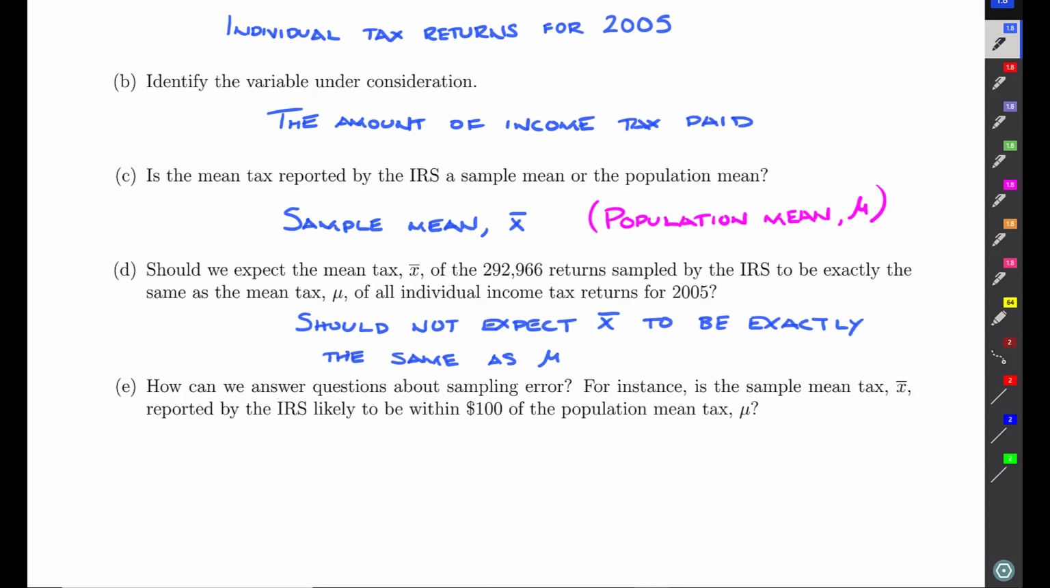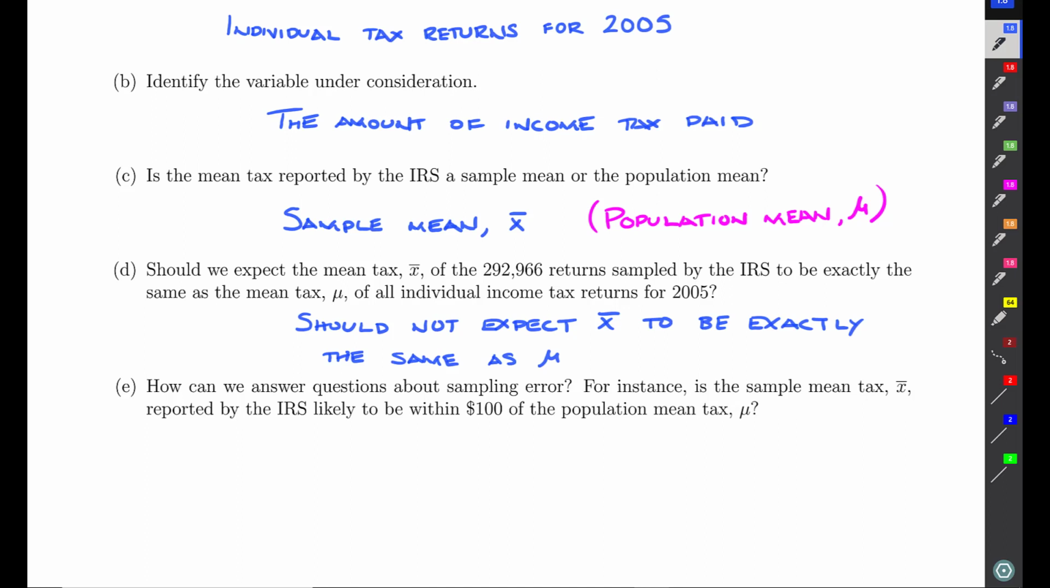And then how can we answer questions about sampling error? Well, for one thing, you'd have to know what the distribution of all possible sample mean tax amounts would be. What that's saying is, if we took every conceivable sample of 292,966 returns, because there's obviously more than one, what would be the mean of all of those means? I know that's kind of confusing to think about, and hopefully it'll make sense when we go into further examples.